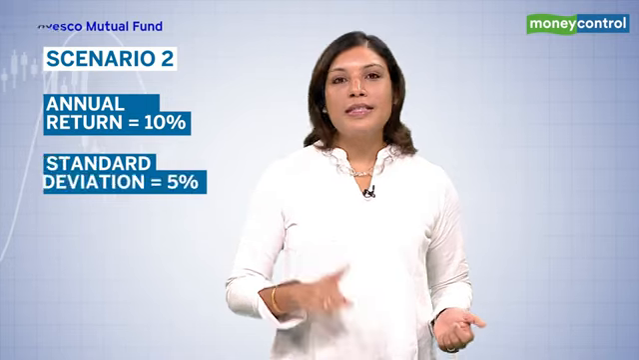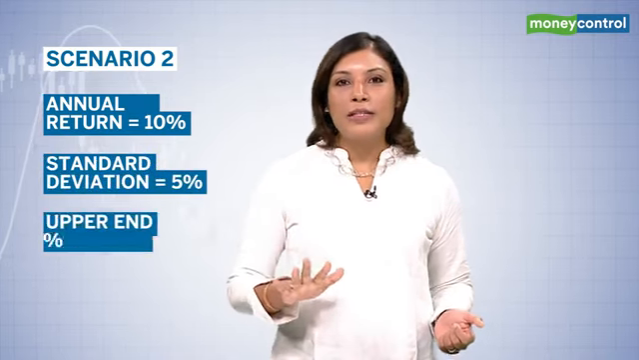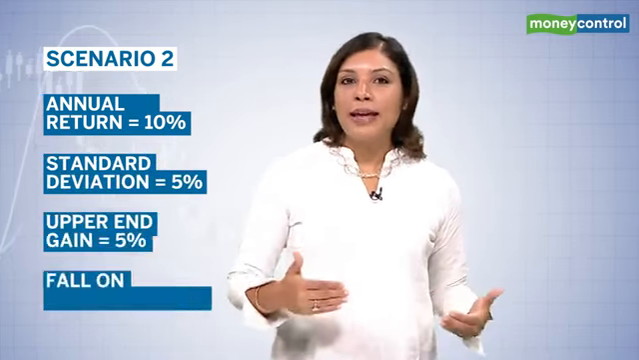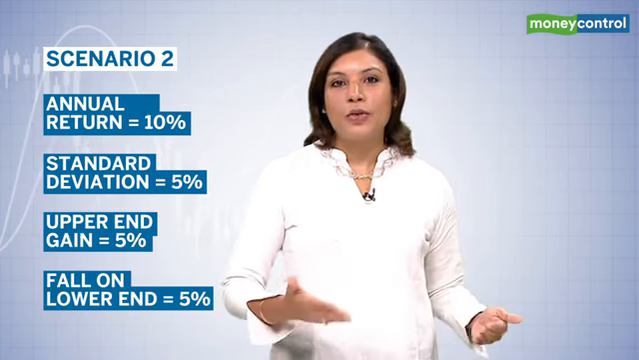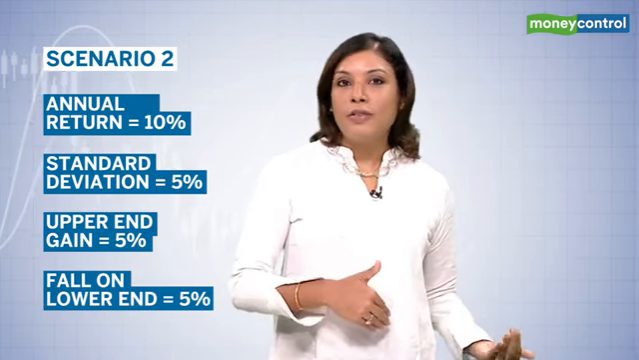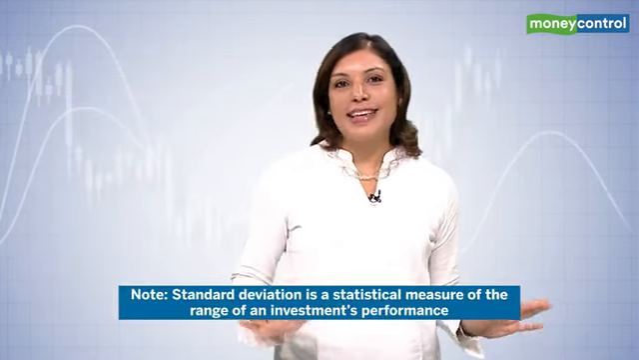A similar scheme which also has, say, an average annual return of 10% but a standard deviation of 5% shows that at the upper end it can gain 5% over average and also fall 5% on the lower end. Standard deviation by itself doesn't say much.